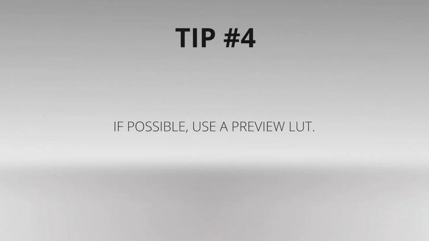Tip number 4. If possible, use a preview LUT. Use a Rec. 709 profile for watching your video while shooting in log. You'll still want to use the histogram to set your exposure, but not seeing your video looking completely washed out in the monitor will reduce your urge to keep twisting the knobs just because it looks weird.